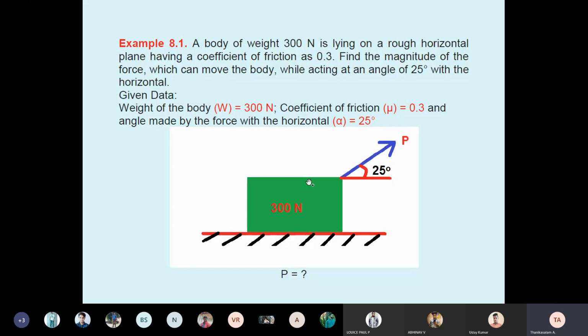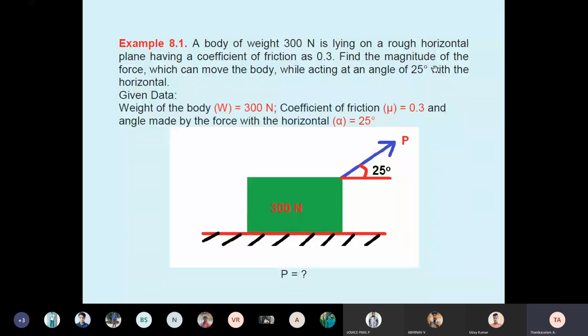Are you able to draw this diagram? The problem statement is correct, no? Your body is resting, weight 300 Newton, lying on a rough horizontal surface. You have to make a horizontal. First draw the horizontal line, the bottom surface. So the weight is 300, just mark it. Next, the mu is given separately. Mu equal to 0.3.